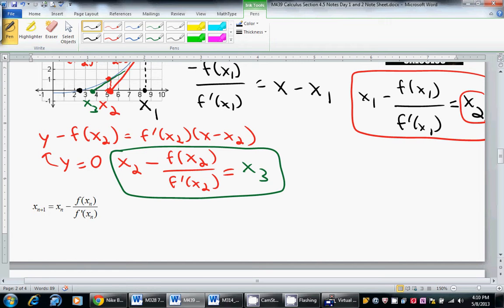Now, we're not going to write out this process every single time, okay? And so we have the general form here, okay, for Newton's method. The next guess for the x-intercept, x sub n plus 1, equals the previous guess, x sub n, minus f of x sub n over f prime of x sub n. Okay.